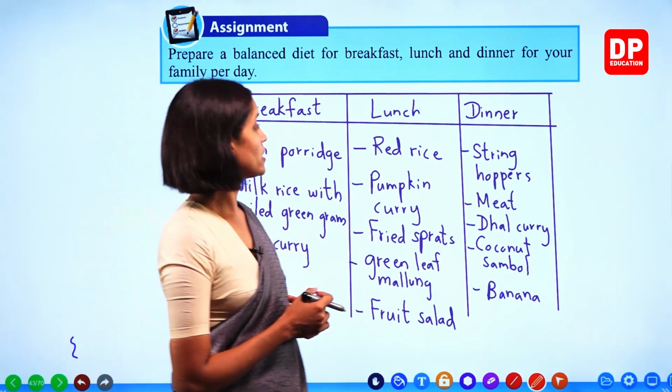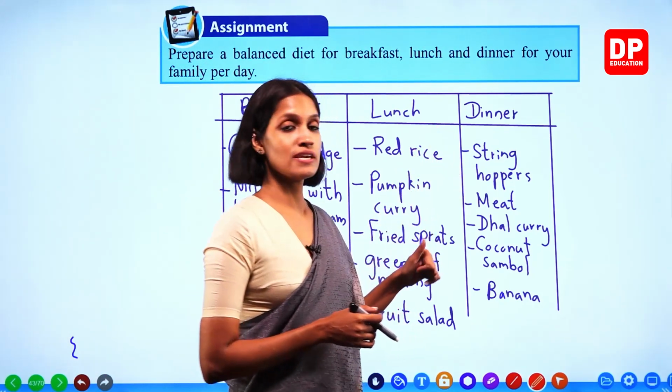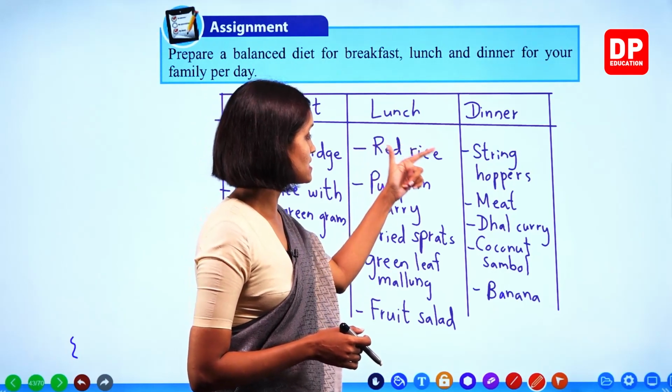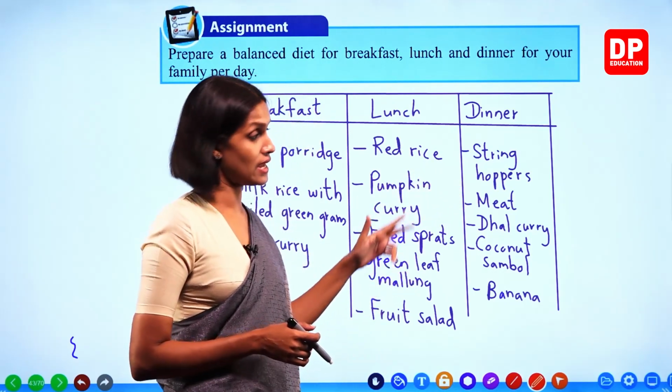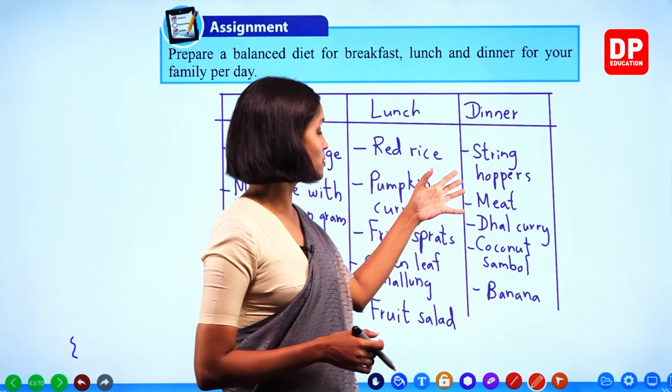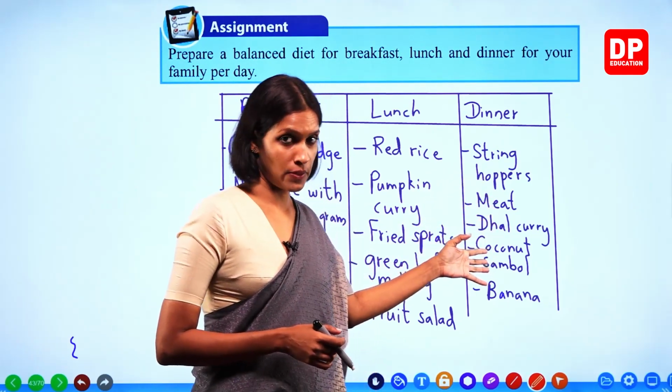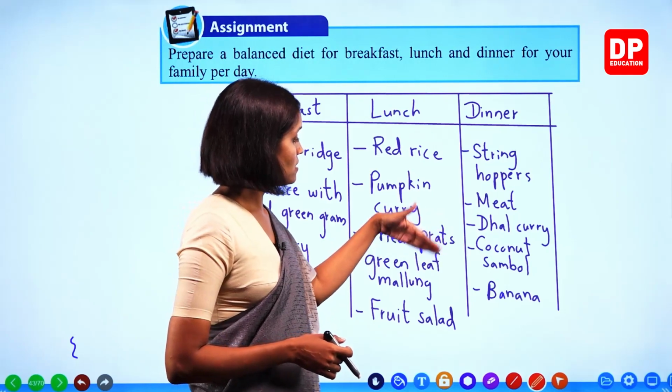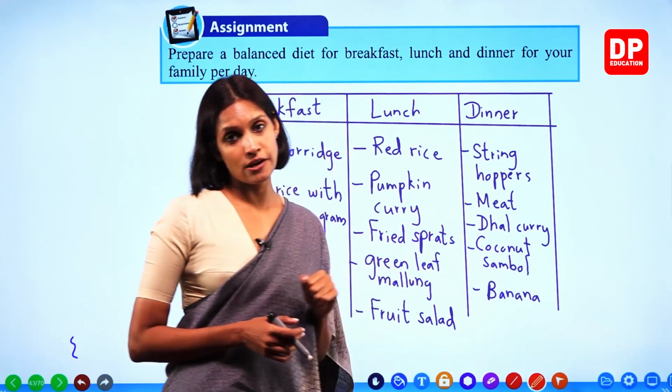Right? So here, string hoppers contains carbohydrates. Proteins given by meat and dal both. Dal contains carbohydrates as well. Right? Coconut sambal gives lipids. Okay? And vitamins and minerals, banana.